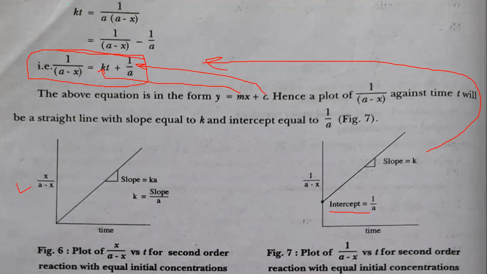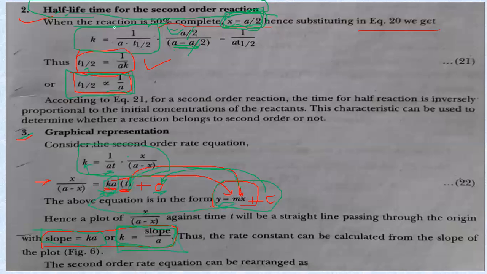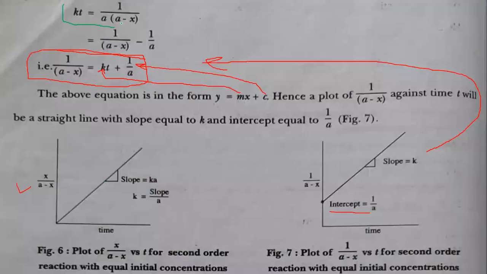In another way, we can arrange the equation. Here it is: Kt is equal to 1 upon A into A minus x. The same equation is rearranged in this way. So, 1 upon A minus x minus 1 upon A, simplifying this side, that is equal to Kt. Okay.